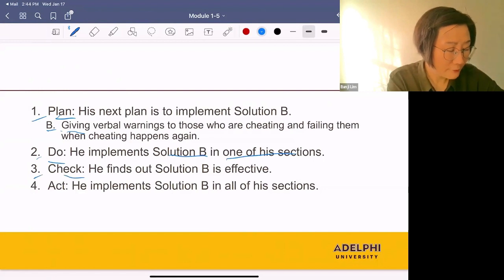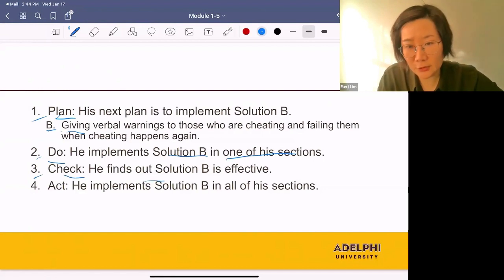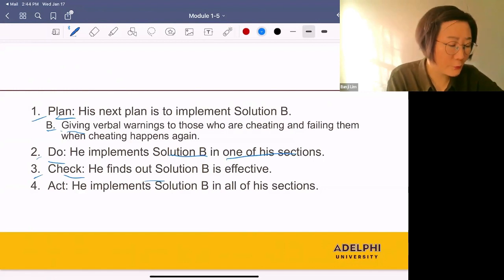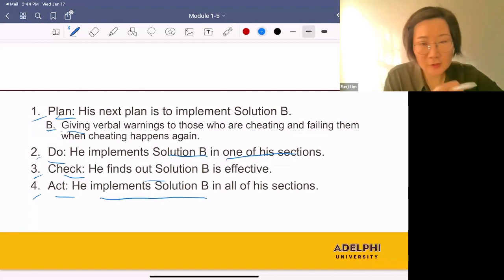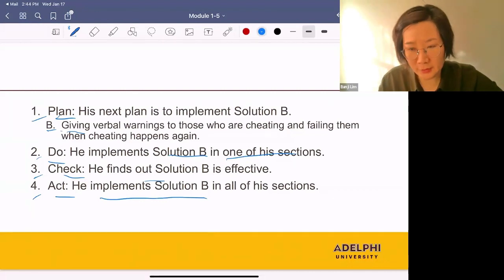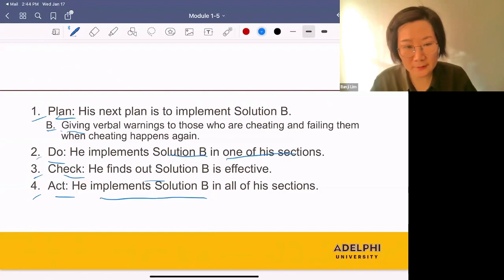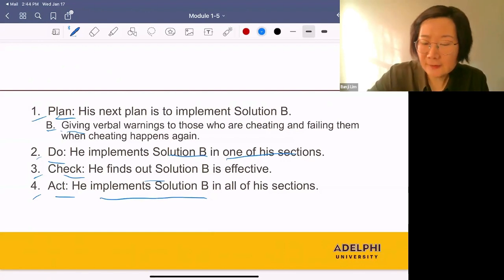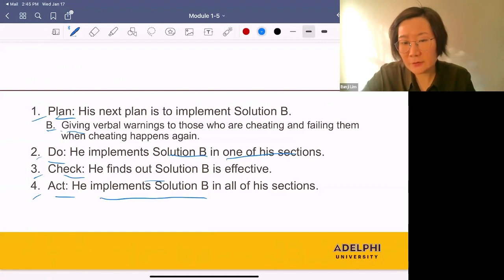And check, he finds out that solution B is effective. Students are not cheating anymore. So this is working. And next, he implements this solution on a larger scale in all of his sections. And we found a solution, and we can stop this cycle. To summarize, in continuous improvement, we're going to try a series of solutions until we find the solution.